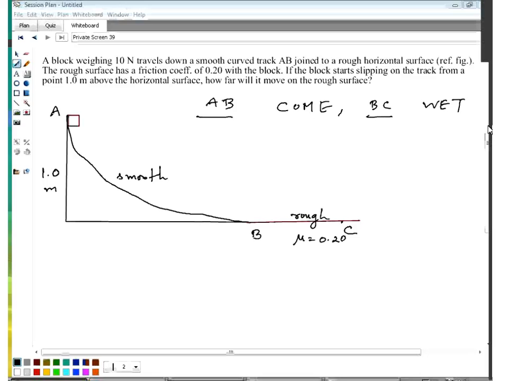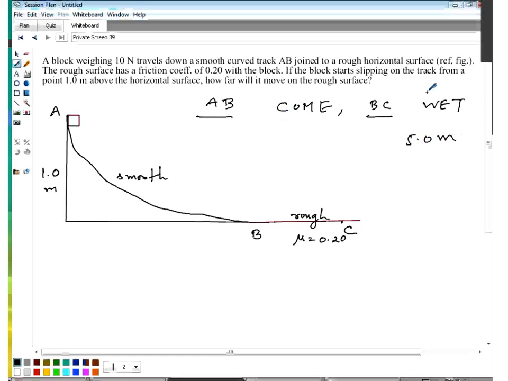Let me check. The answer I have is 5 meters. And now, if you would like this to be discussed on the board, then raise your hand. All right.